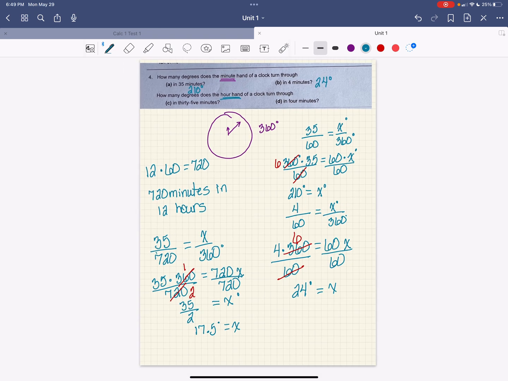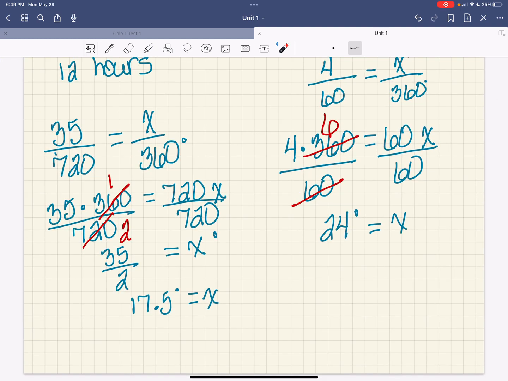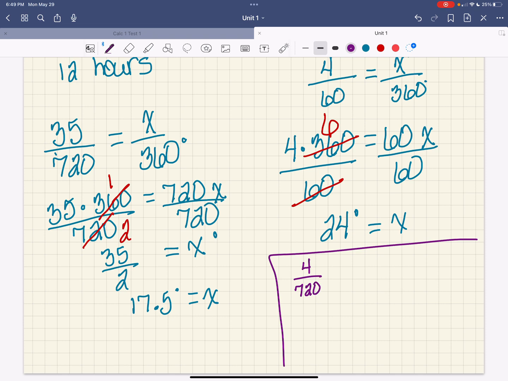Okay, now I am running out of room. Looks like I've got just a little bit down here. So now we're going to do the same thing, but with 4 minutes, and we're talking about our hour hand. So I'm going to do this one right down here. I'll do it in a different color so that we can see. So I've got 4 minutes over 720 minutes because we're talking about our hour hand. Okay, and that's going to equal x over 360 degrees. So I'm going to have 4 times 360 degrees equals 720 times x. I divide both sides by 720.